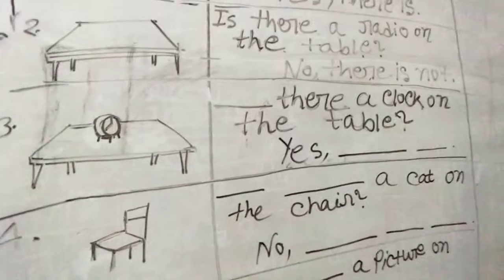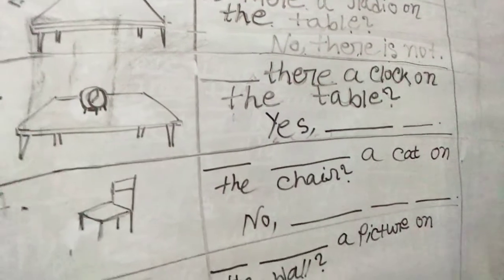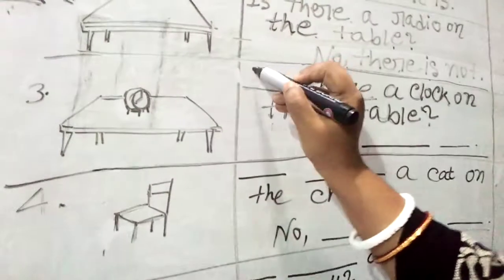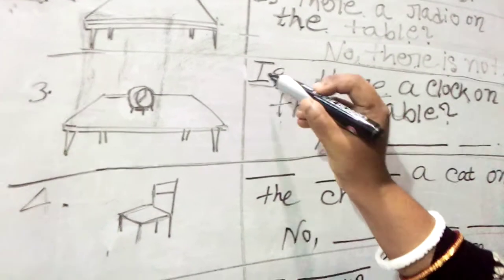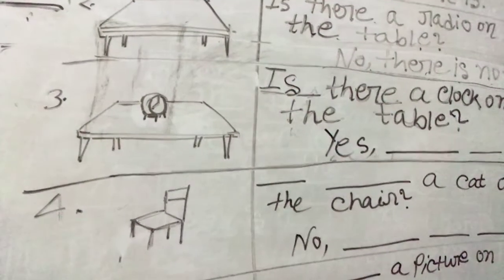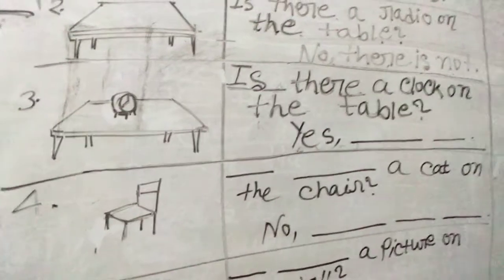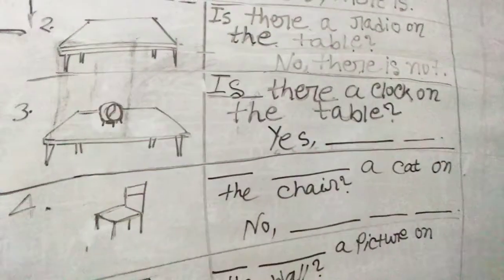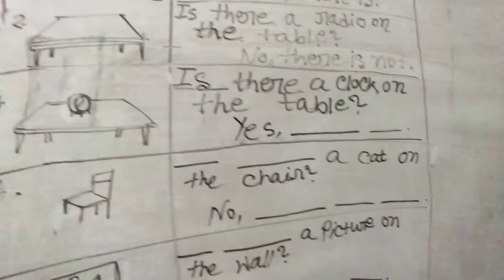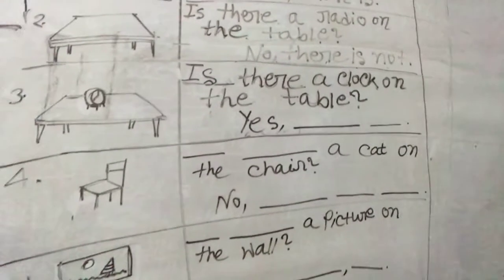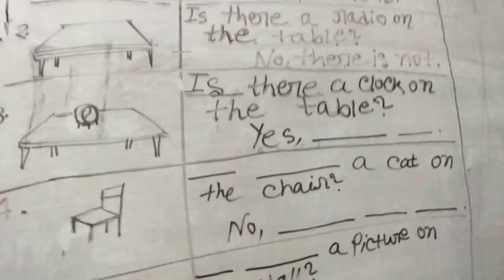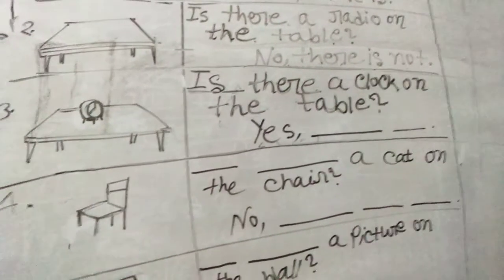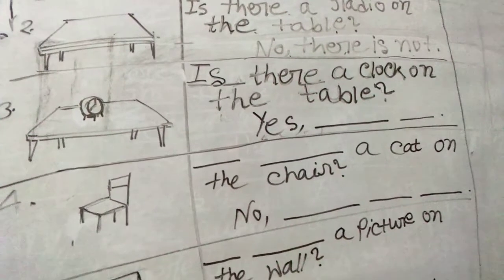So we need to put which auxiliary verb or to be verb? It will be is. As it is the very first word, I need to write the I in its capital form, not in small letter. So is there a clock on the table? Do you see any clock on the table? Can you find any similarities between the given picture and the asked question?